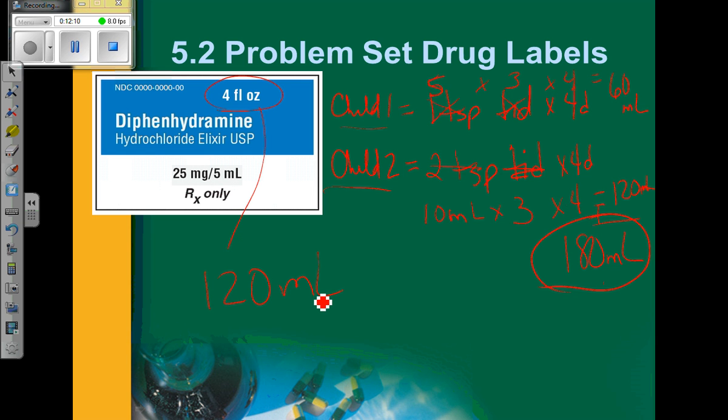So how many bottles would you need? Well, you need 180 milliliters, so you're going to need 2 bottles. And yes, she'll have some left over, but she'll have enough. Because it does ask how many bottles. It doesn't ask for how much. So how many bottles will be needed to supply both children for 4 days? So she would need 2 bottles.